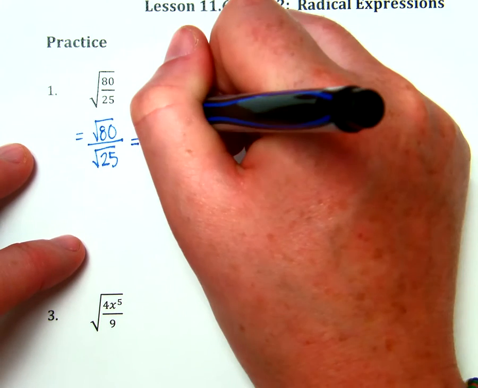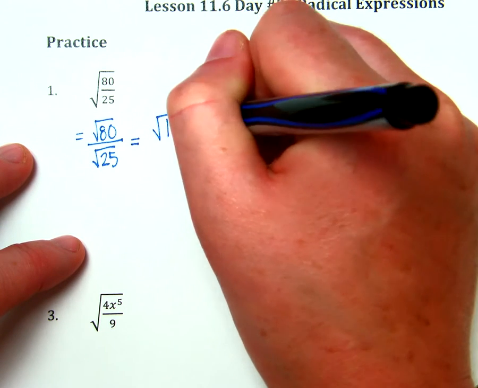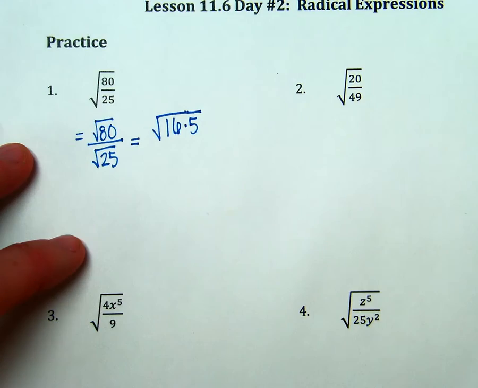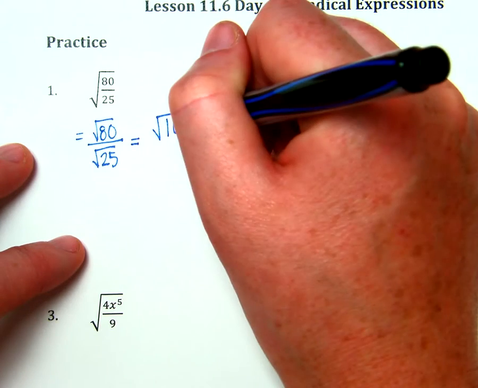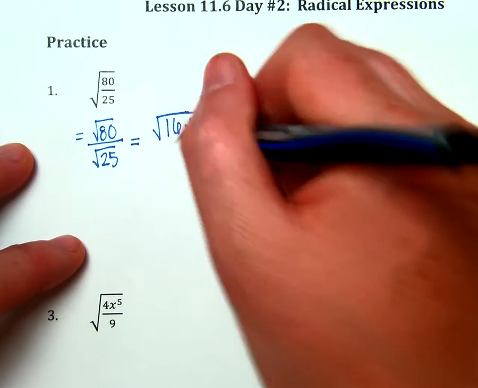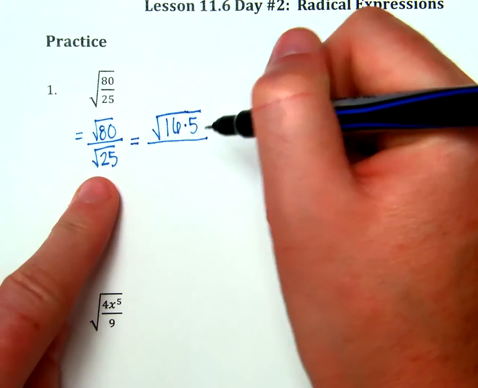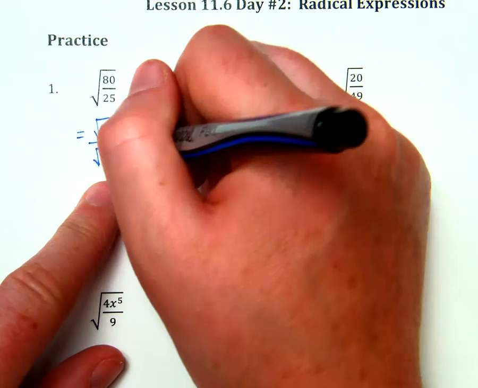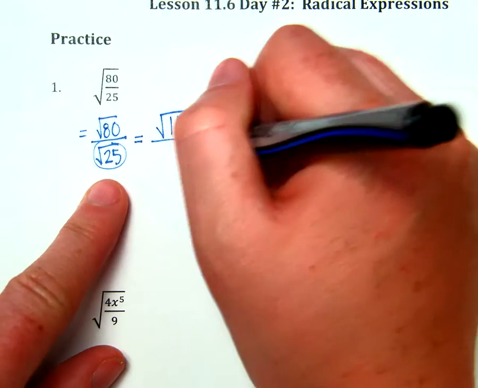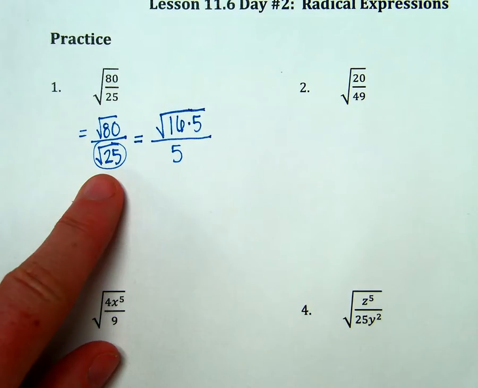If you go through your list, 16 goes into 80. So you would do the square root of 16 times 5, which gives you 80. 16 is on the pretty list. 5 is not, but just one of them needs to be. In the bottom of our fraction, we had the square root of 25, but we know what the square root of 25 is. That's perfect. The square root of 25 is 5.